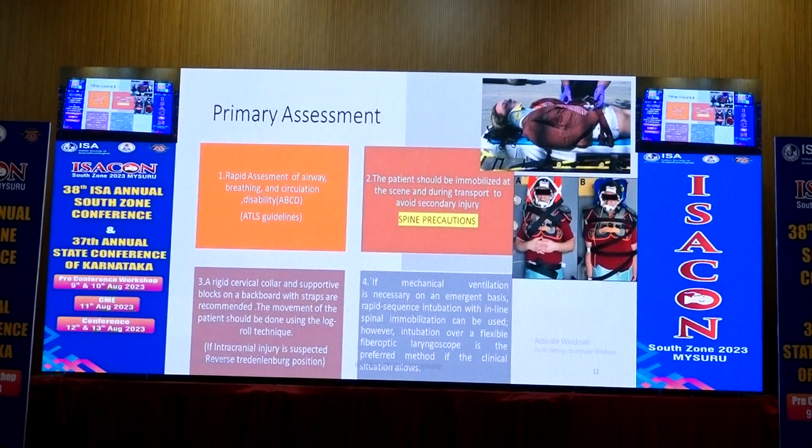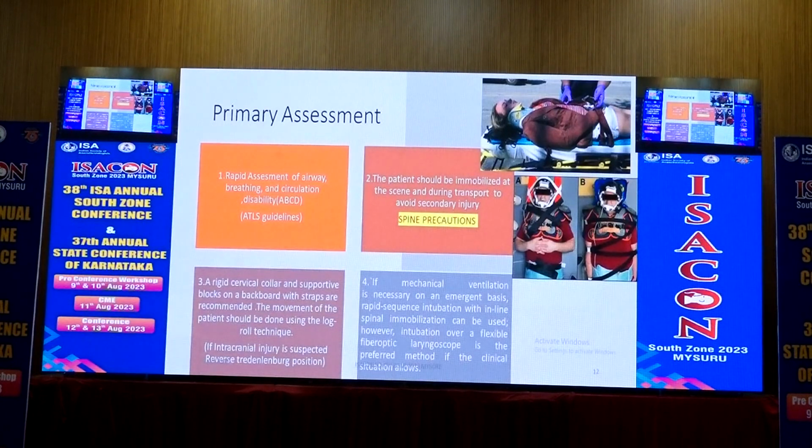Any trauma patient, you always go for your rapid assessment A, B, C, D, E. So first thing is your rapid assessment of airway, breathing, circulation and disability. And one most important thing as a healthcare provider, you see to it that you follow all the spine precautions. So the patient should be immobilized at the scene, and while you transport the patient, basically your main goal is to prevent secondary neuronal damage. So that's the entire reason for what you are going to provide this immobilization for.